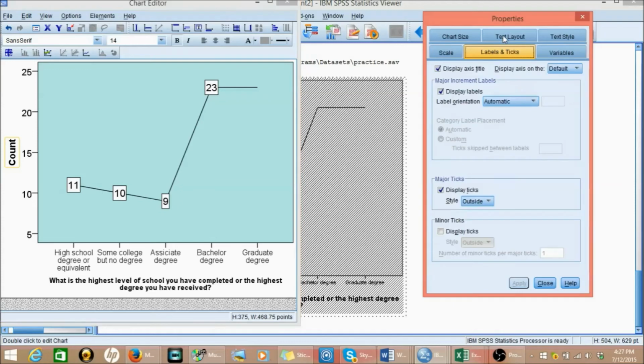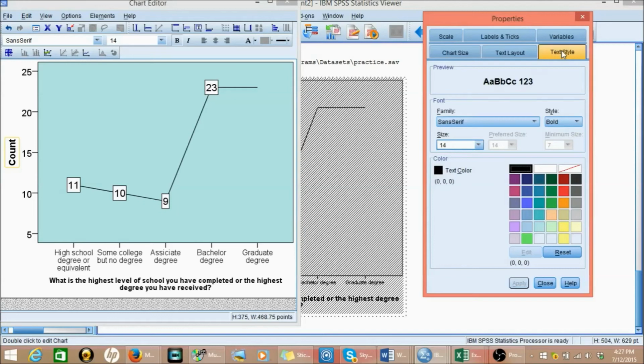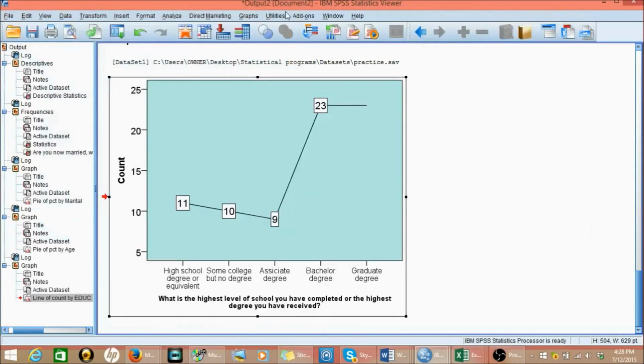There's other things you can play with. You can play with the text, the chart size itself, the text style. If you want a different one, you can do that in either place. I'm just trying to give you a little rough estimate of how we want to get to know our data and how we want to describe our data. I'm going to hit exit. There we go.